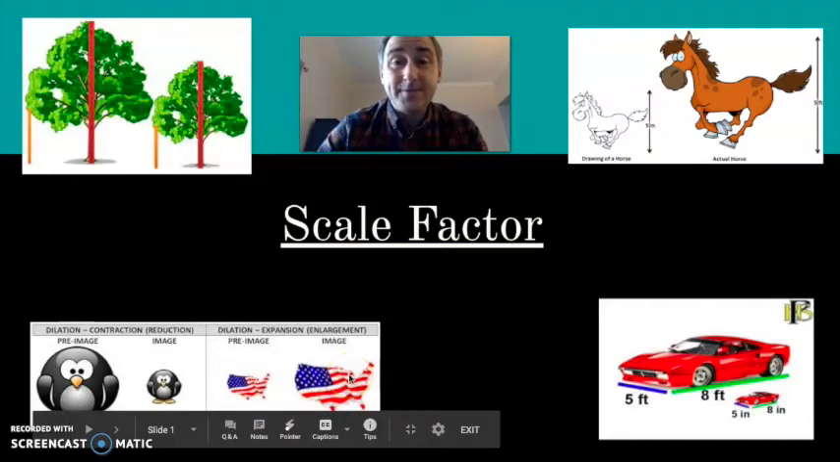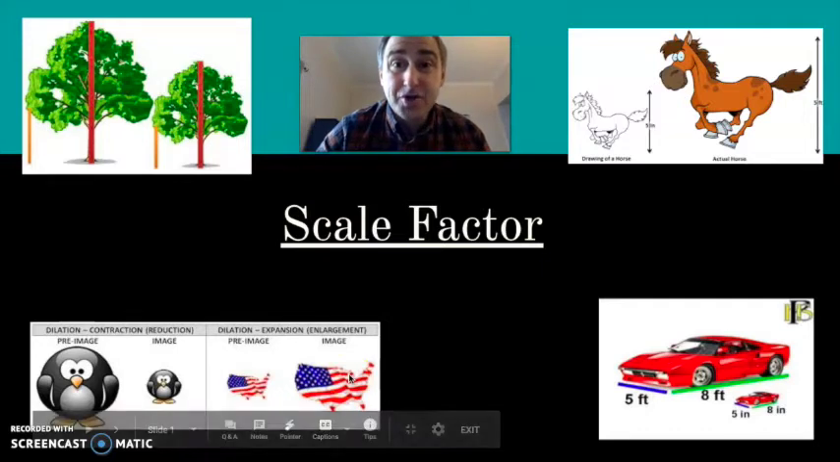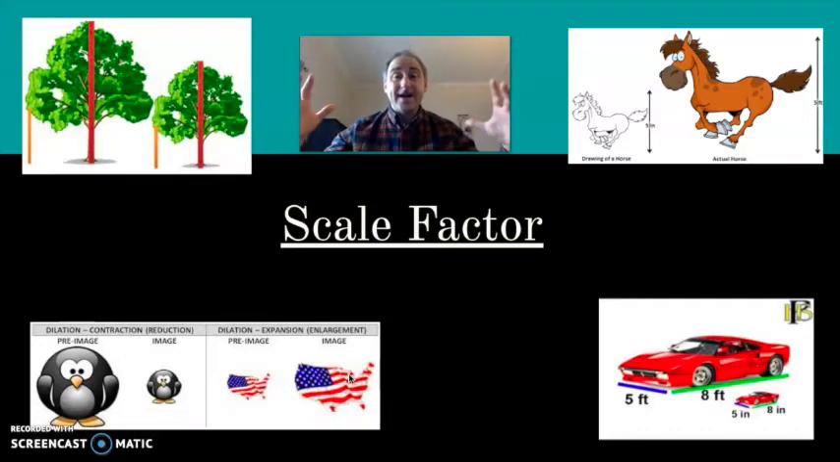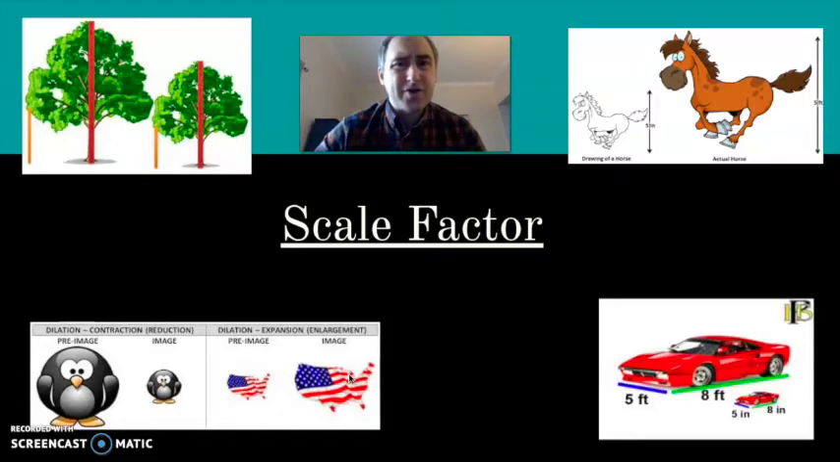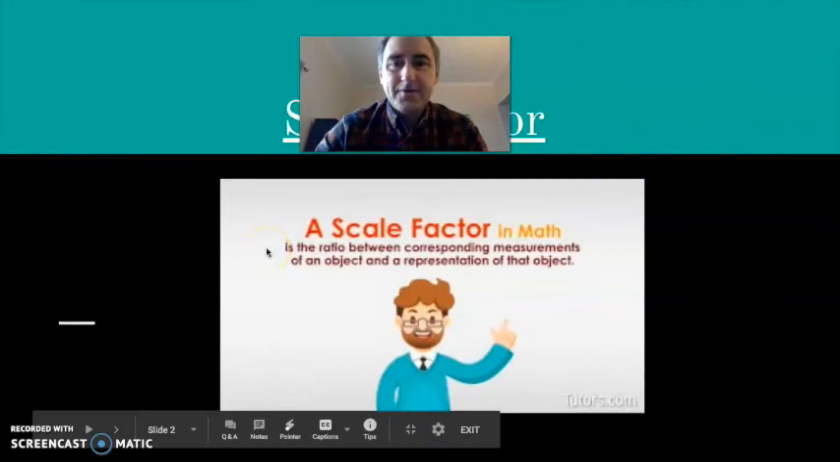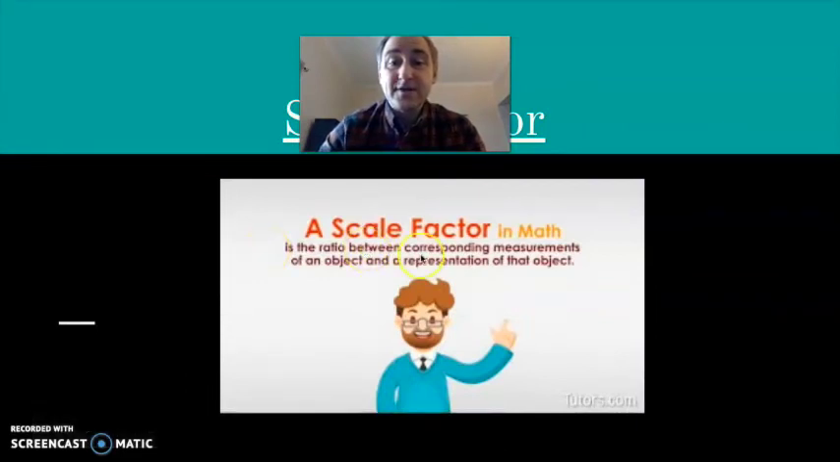When we study maps, we're not studying a life-size version of the map. But if it's not scaled right or proportional, it'll look like things are a lot closer or farther than they really are. So, scale factor, again, is a ratio between the corresponding measurements, the sides that line up, of an object and an object that represents that object.